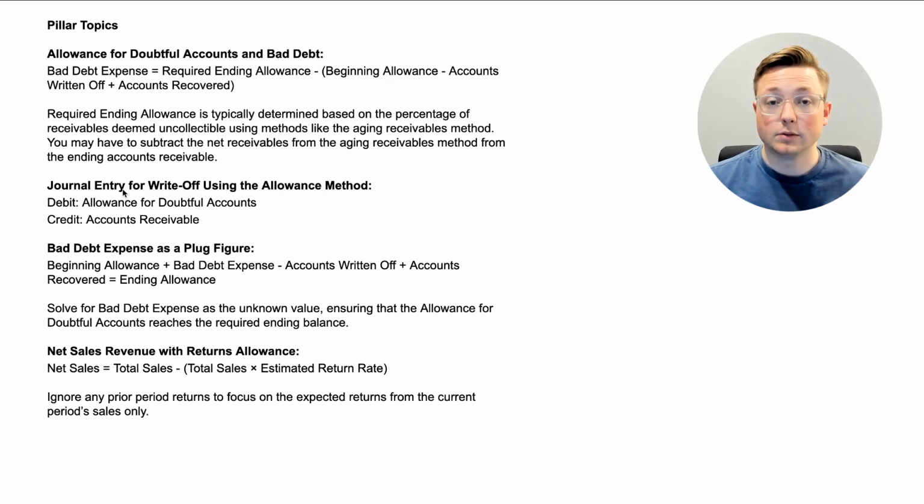The journal entry for writing off using the allowance method. So if we are doing a write-off, this would be the journal entry: debit allowance for doubtful accounts and credit accounts receivable. Remember, you're not debiting bad debt expense in this case. When you're writing something off, you're debiting allowance for doubtful accounts and crediting accounts receivable.